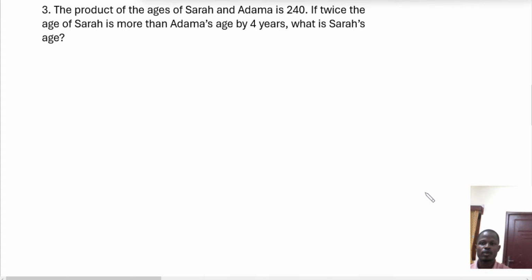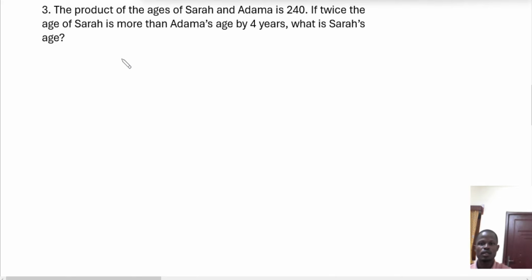So we have a word problem here. This is our third example we're solving. So let's read out this question. The product of the ages of Sarah and Adama is 240. If twice the age of Sarah is more than Adama's age by 4 years, what is Sarah's age? So we're going to analyze this question. We have here Sarah and Adama. We are told that the product of their ages is 240.